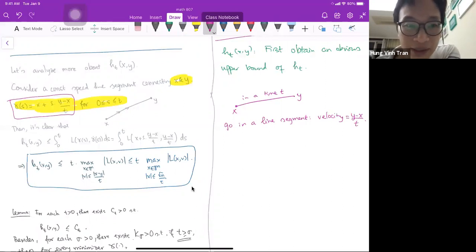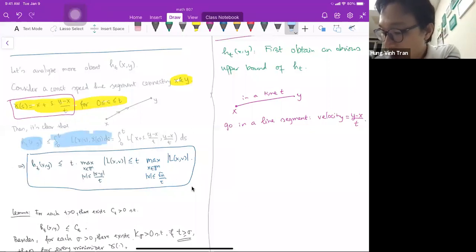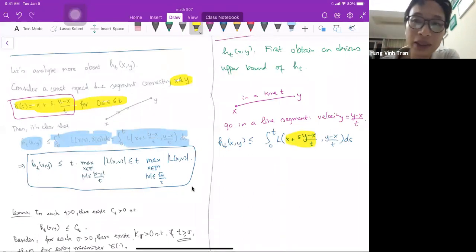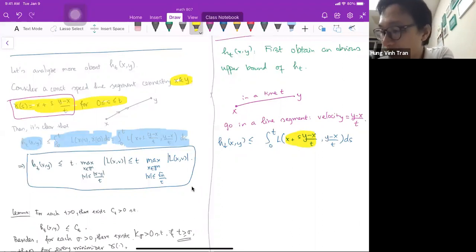So the velocity is y minus x over t, and you can just write out then your ht function, right? So you have ht is dominated from above by this integral. This integral can be written explicitly as just this integral, right? So maybe let me write down here. So I have ht of x y less than or equal to the integral from 0 to t of L of x plus s times y minus x over t, y minus x over t, ds. Okay. The first term is not a big deal. So this one is always in the torus, or you can also think of it as in Rn with periodic coefficients. So whatever the positions are, they are in a compact set. Okay. What is worrisome is here, right?